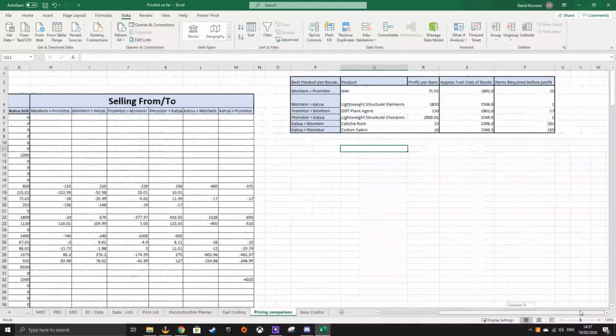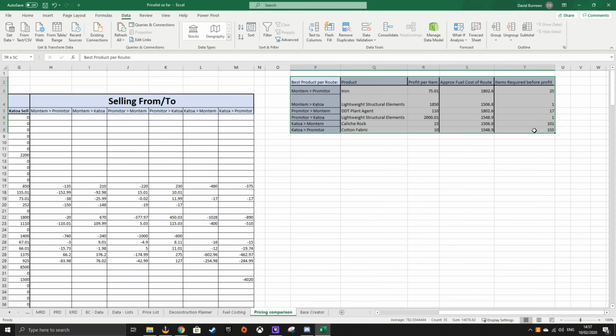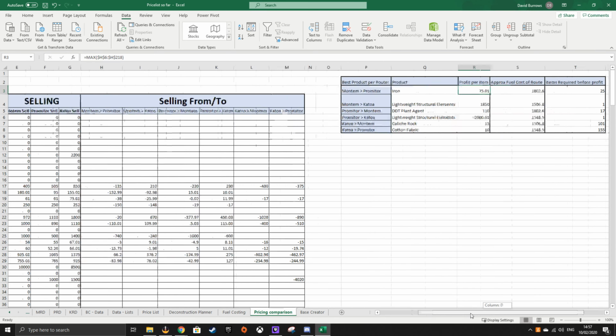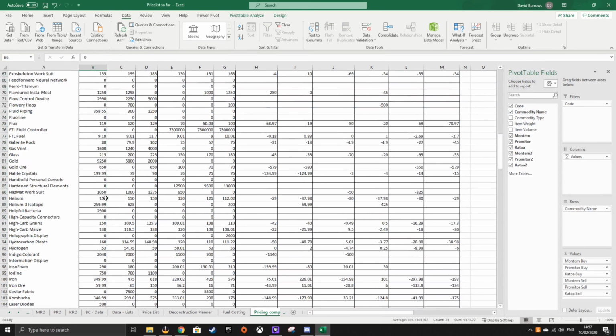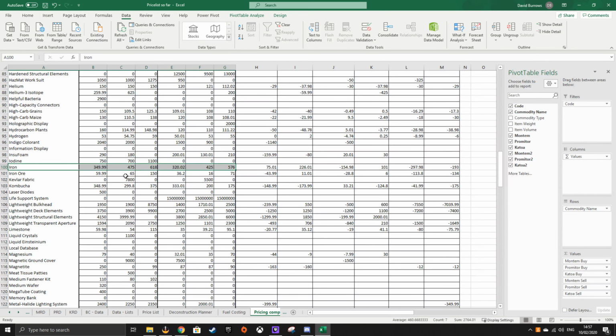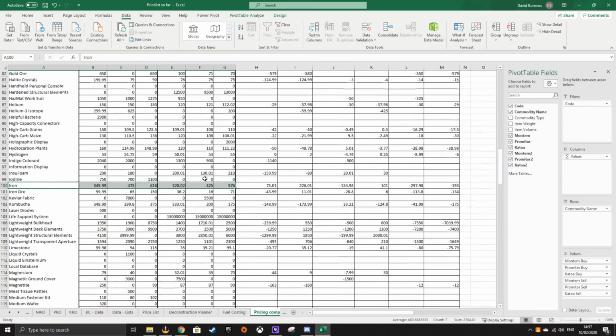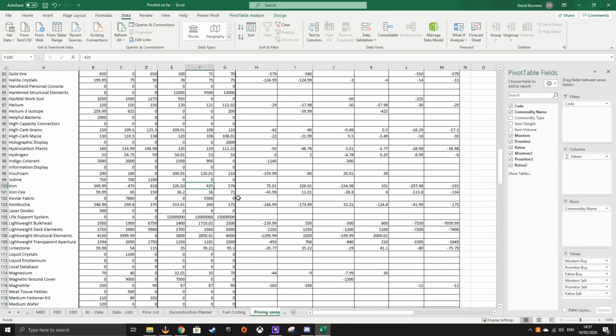So, just to summarise those into a nice little quick view guide, you have Montum to Prometer. At the moment, the best route that you can take is iron with a profit of 75 per item. And you can see that that has come because you can buy iron. Let's just go down to it. Okay, so you can buy iron on Montum for 349, and you can then sell it on Prometer for 425.